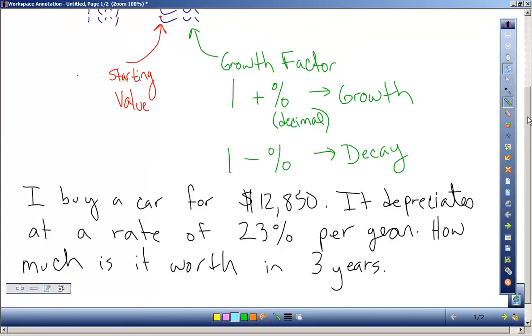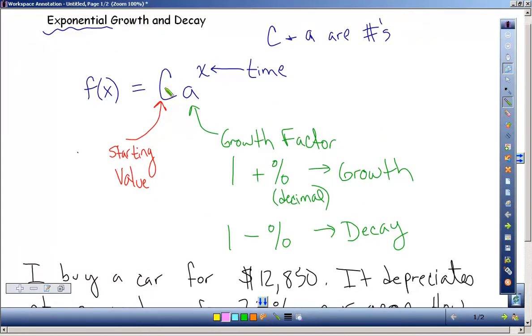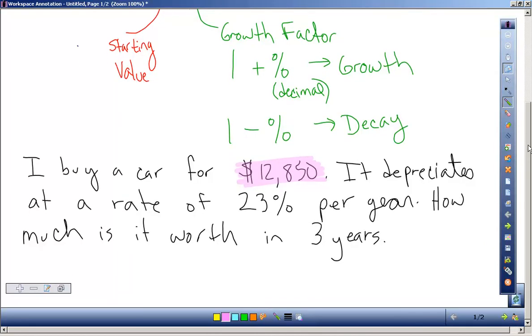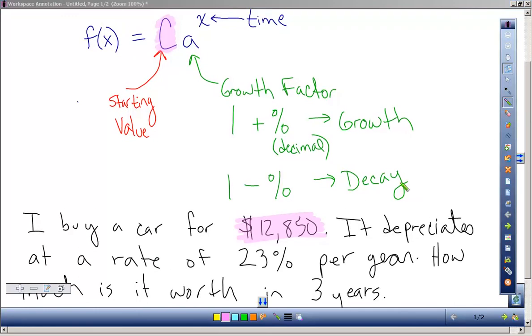So we need some pieces of information from this problem. We said one of those pieces of information that we need is a starting value. So I want to know, how much did my car start being worth? Well, we're going to assume that the price we paid for it is what it was worth at the beginning. So $12,850 is going to be our starting value.